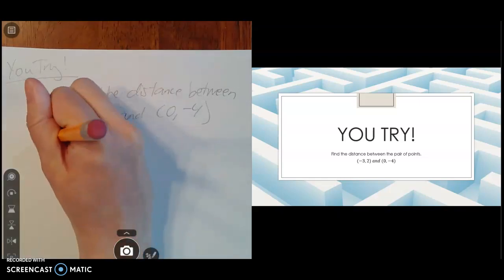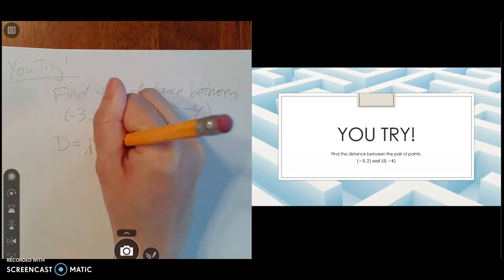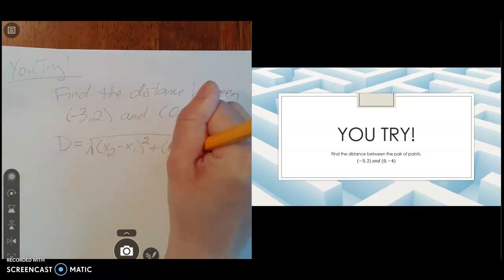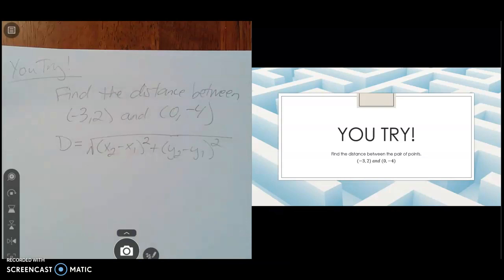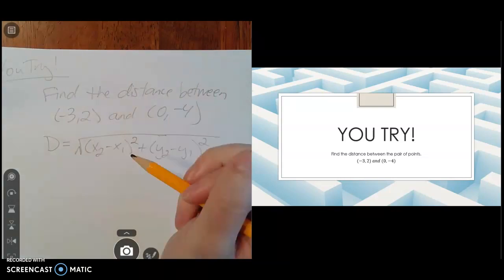Just reminding you all, the distance formula is distance equals the square root of x2 minus x1 squared plus y2 minus y1 squared, and then you take the square root of all of that. It doesn't really matter which one you define as your x1 or as your x2. We're just going to try to be consistent.